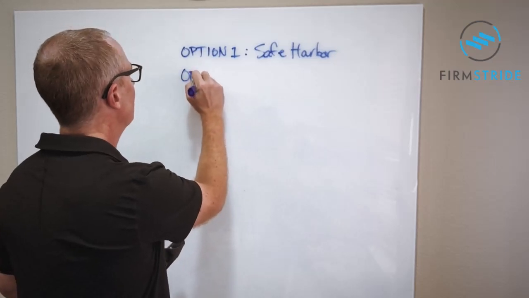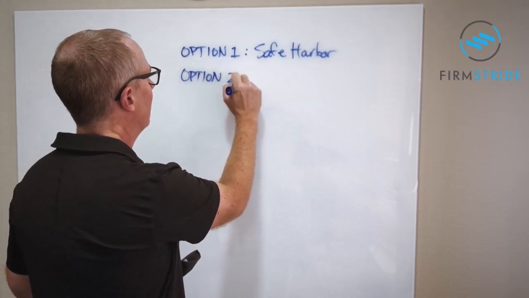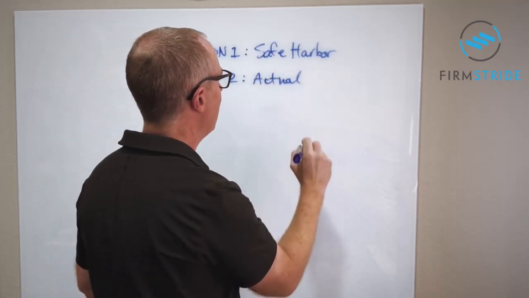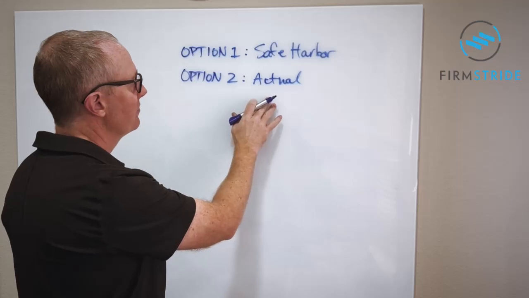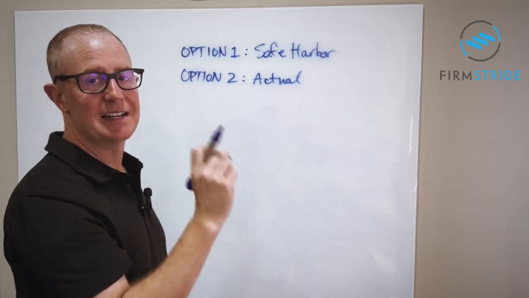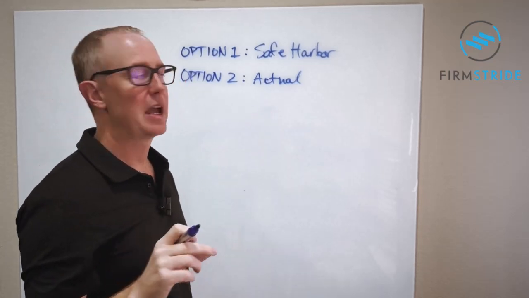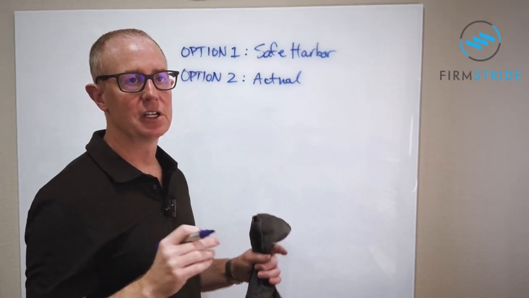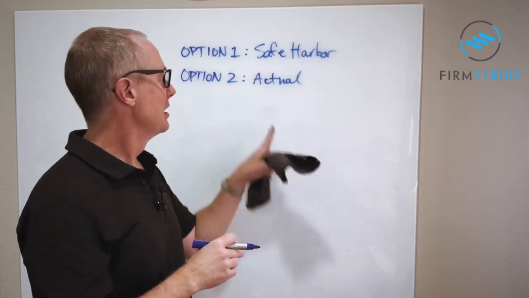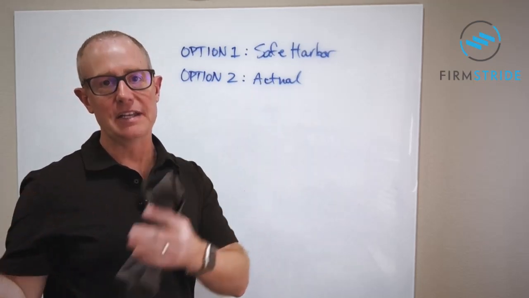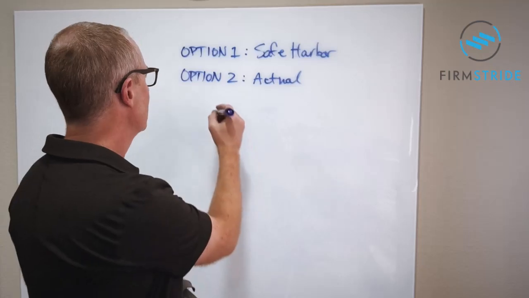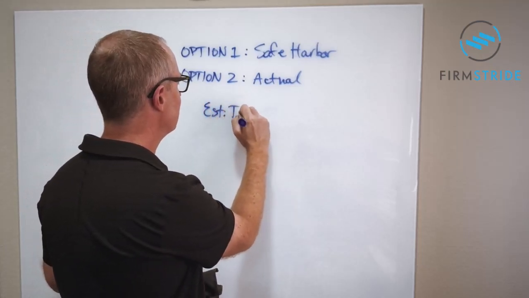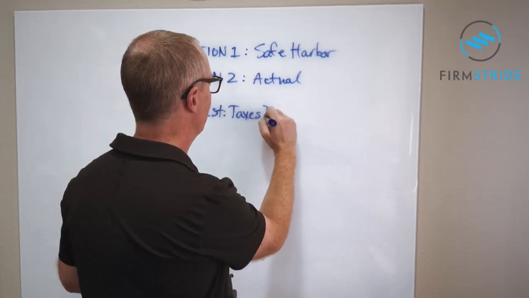So option 2, instead of doing safe harbor, is you pay actual. And this method works because if you get within 90% of the final number when you pay in your taxes throughout the year, there's no tax penalty. Remember, safe harbor is 110% of last year. This method is 90% of actuals. So to do this, what you do is you start by looking at your estimated taxes due.